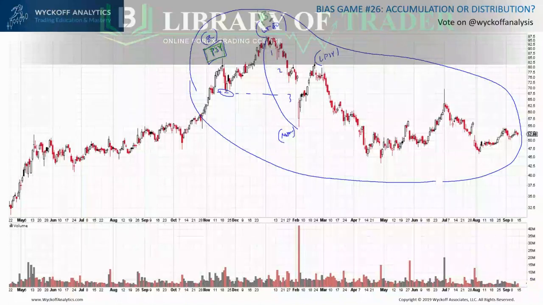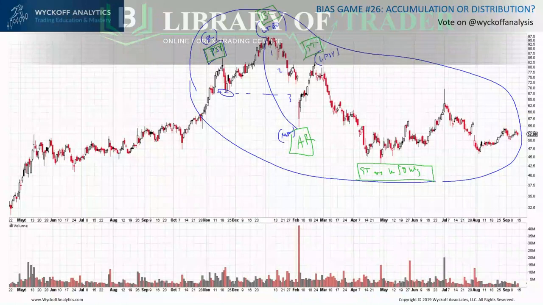Buying climax. Automatic reaction, secondary test. Then secondary tests as minor signs of weakness in phase B. And then what's interesting with this picture is that every time we're trying to go up, this rally right here, this rally right here, we're not reaching this high. So if we're thinking that this is a distribution, then we're thinking about a TP formation.